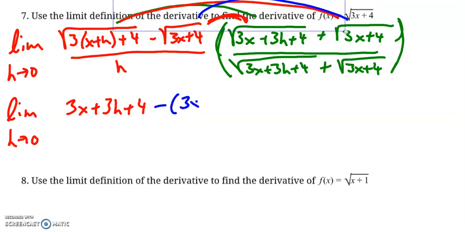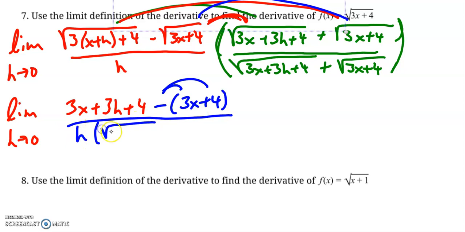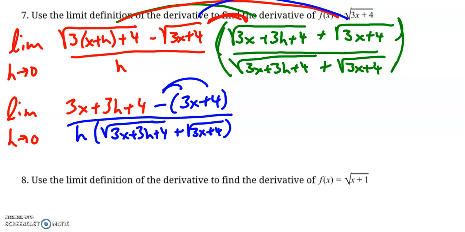But please notice it does cancel the square root. But again, I have to keep that in parentheses because this negative needs to distribute. And again, it's all over h times my conjugate. Notice I did not multiply through the h, and you're going to see why. It saves you a little bit of time not to multiply that h through. Okay, so there was a lot going on there.